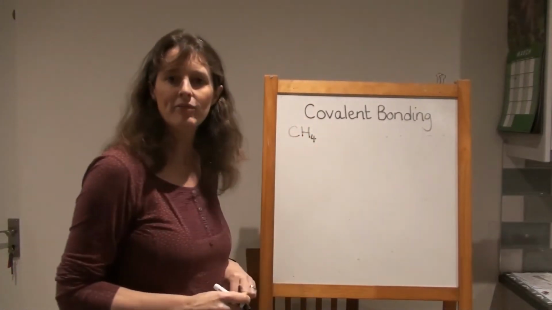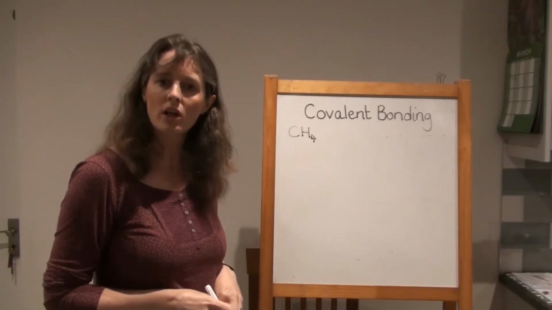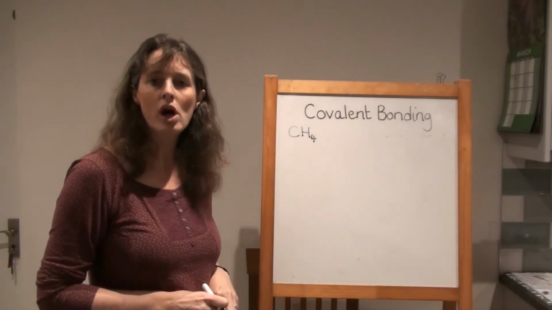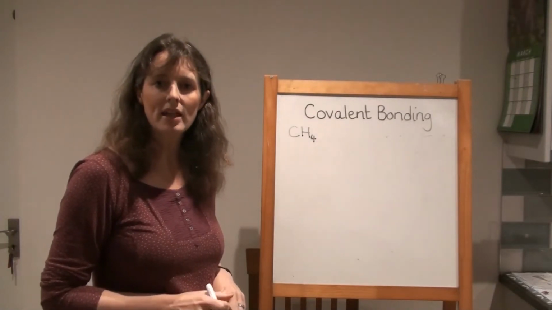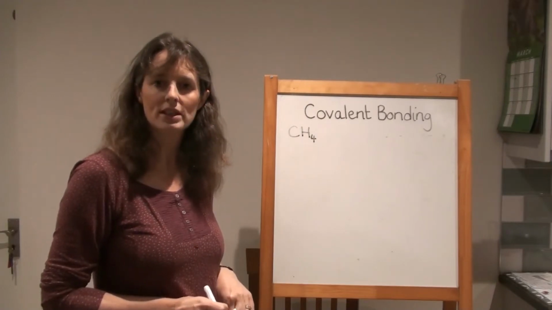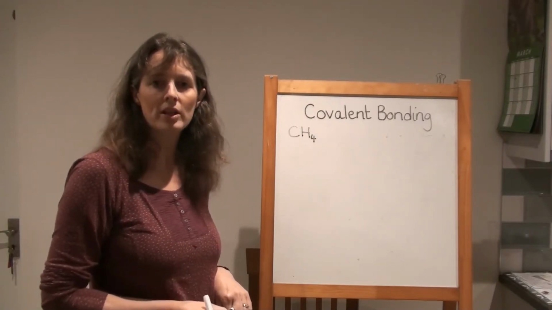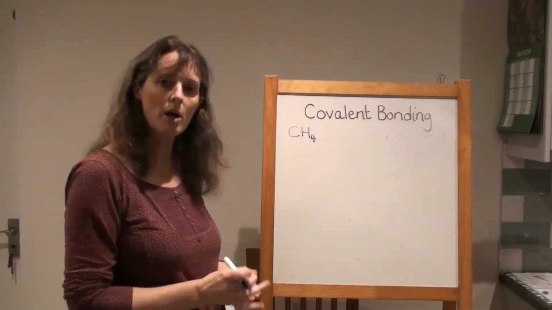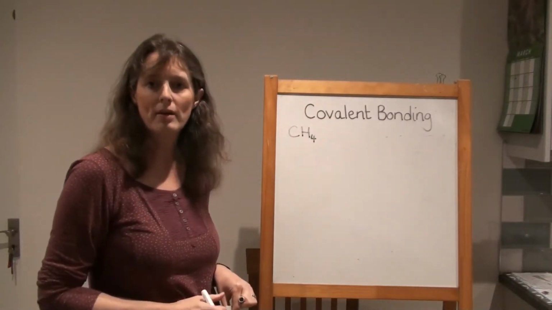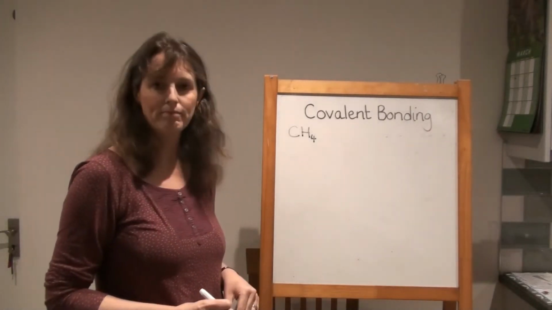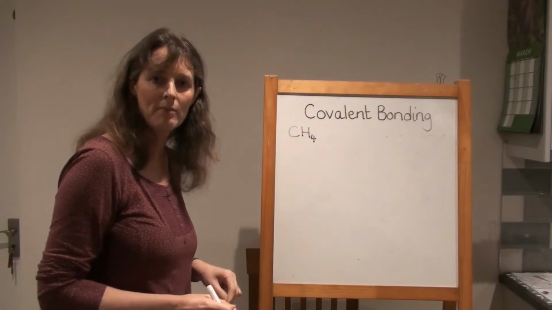And what that is effectively telling you is that you are going to have to draw 1 carbon and 4 hydrogens to complete the diagram, the dot and cross diagram. So we're going to be using dots and crosses for the electrons from carbon and hydrogen. You're going to have to draw 1 carbon and 4 hydrogens in order to be able to complete the molecule for methane. So let's start by thinking about carbon.